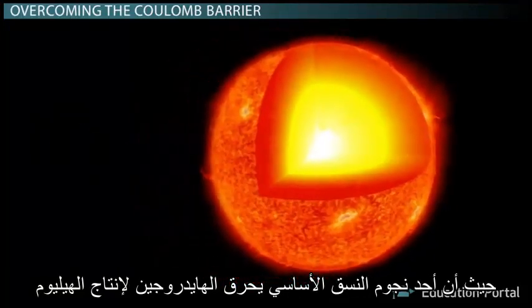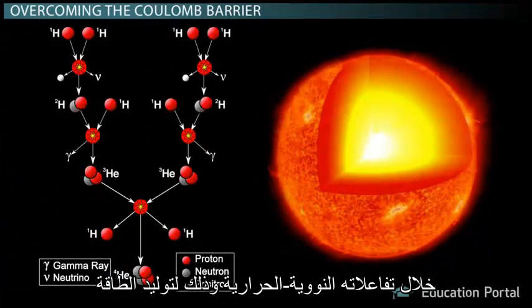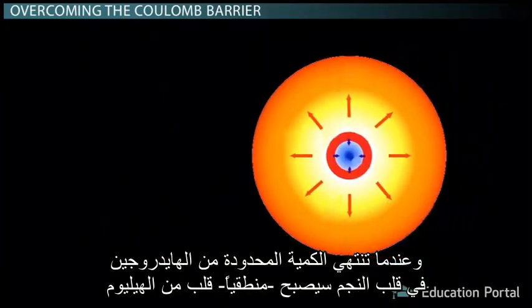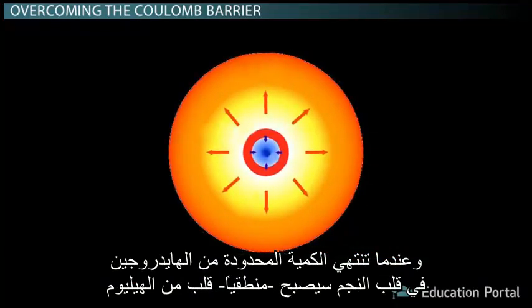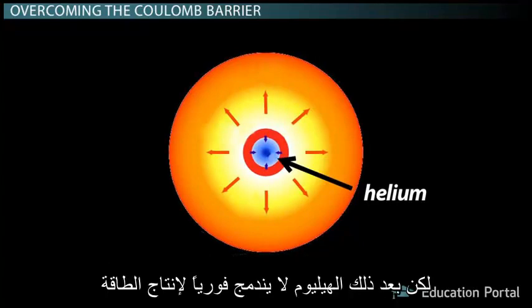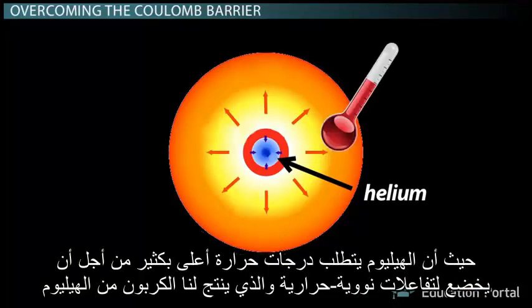A main sequence star burns hydrogen and produces helium during its thermonuclear reactions in order to generate energy. Once the finite amount of hydrogen in the core is depleted, it logically becomes a helium core. But the helium doesn't immediately fuse to produce energy thereafter. That's because the core is initially not hot enough for this. Helium requires much larger temperatures to undergo thermonuclear reactions, which produce carbon from helium.